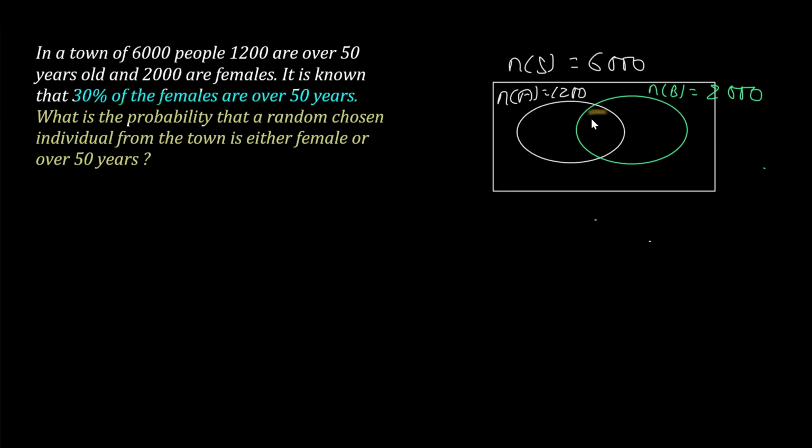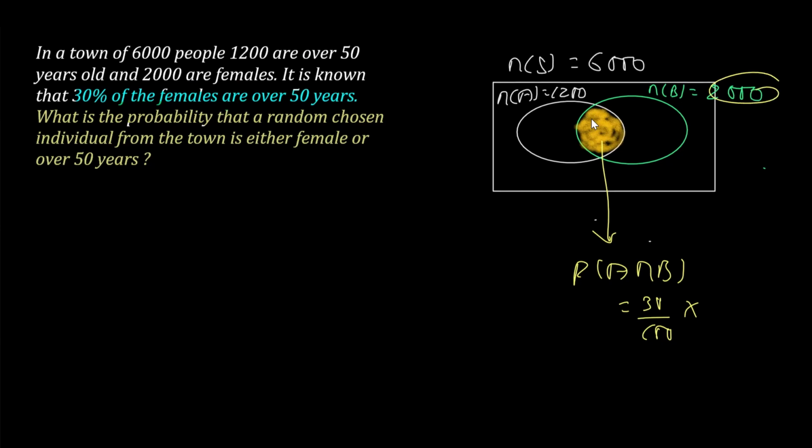But then it also says that 30% of the females are over 50 years. So that means we are talking about this portion. They are female as well as 50 years above. So this is clearly P of A intersection B, common to both regions. And that is 30% of what? Females, and the females are 2,000. So we can reduce it, and it comes out to be 600. This is A intersection B.